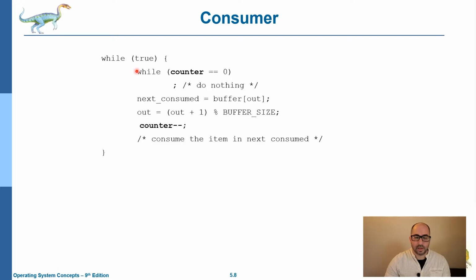The consumer, running concurrently, will continue to check counter and see if that value is 0, there's nothing to do, so it has to wait, so it just sits there waiting. And if the counter is non-zero, there is something to be consumed, taking that from the out variable, which it increments after consuming the item, and then decrements the counter.